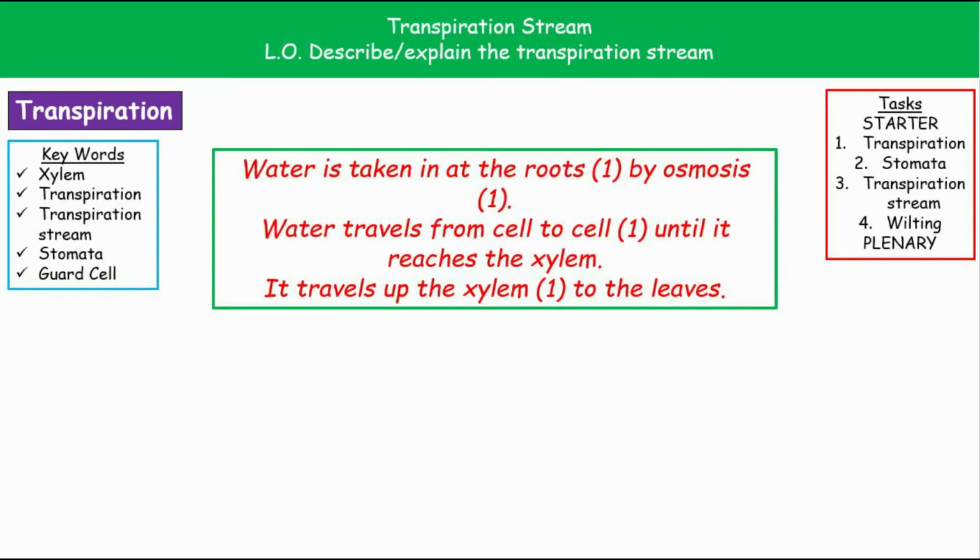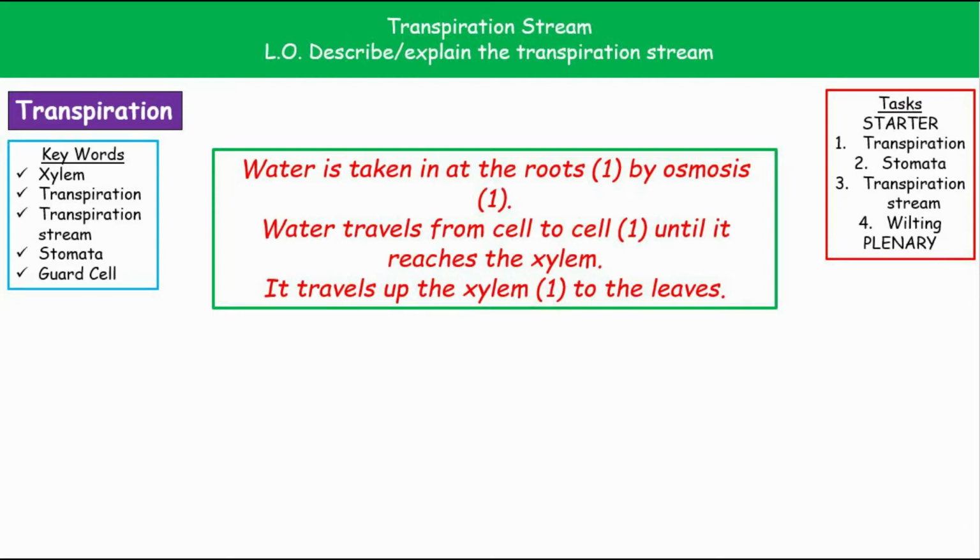To start this off, we need to go all the way back to the beginning of B2, where we had a look at the different processes by which substances move. And the one we're going to look at here is osmosis. So our first mark is for saying that water is taken in at the roots, and your second mark associated with that is for saying by osmosis.